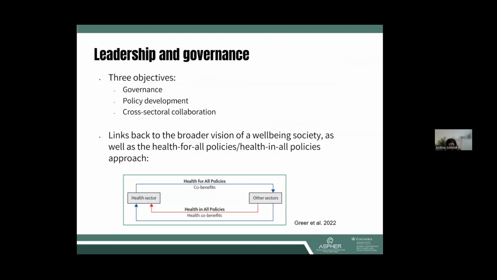Now, the third dimension on health systems is on leadership and governance. Why is this important? Why do we need indicators on leadership and governance in the context of climate resilience? That's a top building block within the climate resilience framework. In the WHO understanding, there are 3 objectives. First one is on governance, second one is on policy development, and the third one is on cross-sectoral collaboration.